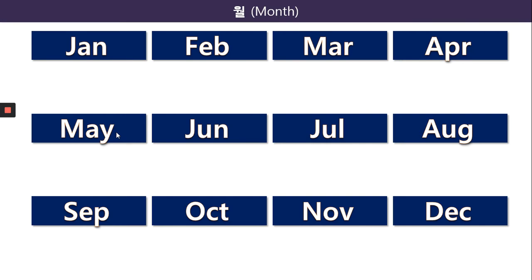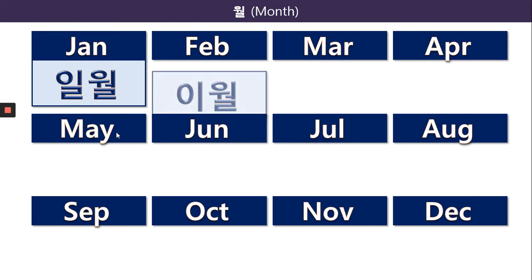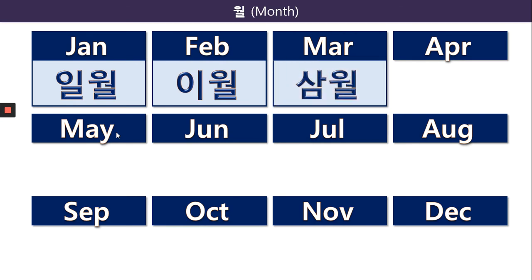When we read the month, it's quite simple. In English, you need to memorize January, February, March, right? But in Korean, just 1, 2, 3, 4, 5. Okay? So, January, 1월, number 1, and 월, month. So, first month, January. Second month, February, 2월. Third month, 3월. Fourth month, 4월.